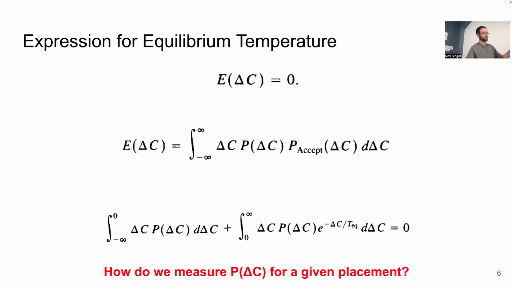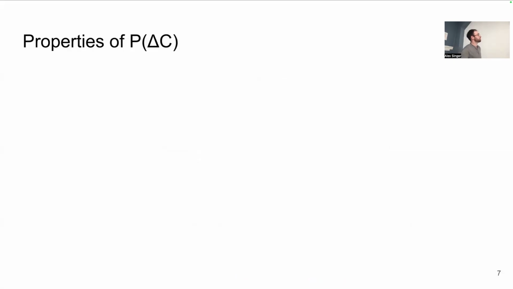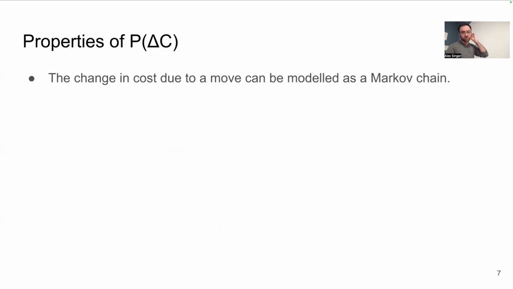How do we measure this? As you can see, this delta C is a term in the integral, and we know the temperature, or we're trying to find the temperature, but what's this probability of delta C? It depends on the given placement. So let's get into it. What are some properties of the probability of seeing a change in cost? Well, the change in cost due to a move can be modeled as a Markov chain, where the change in cost due to the previous swap changes the change in cost for the next state.